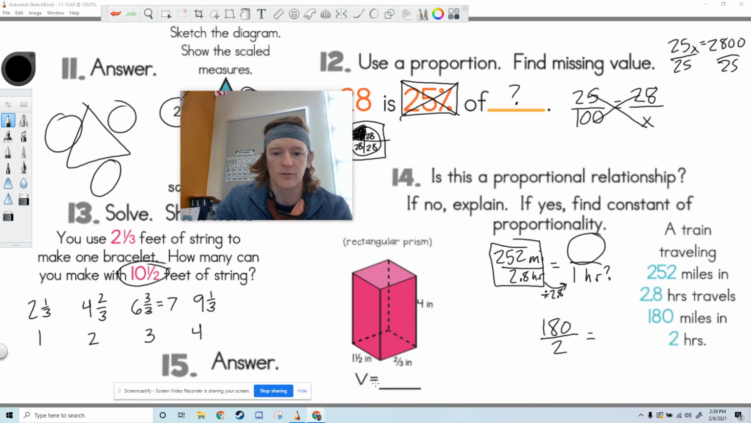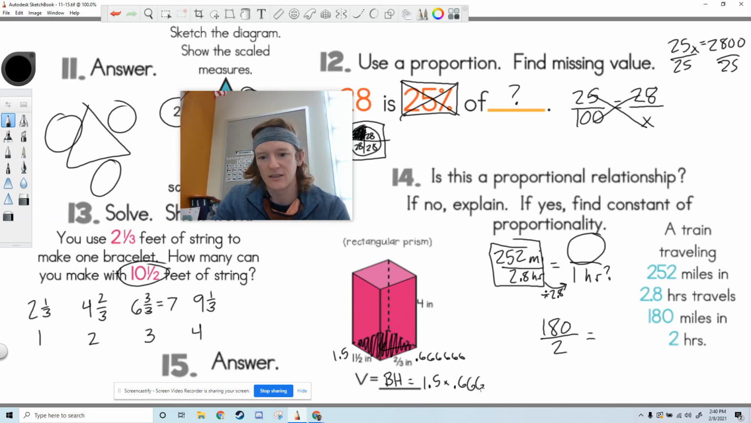Next one, we have a volume of a rectangular prism, and it gave it to us in fractions. Well, here's what we'll do. We'll just turn these into decimals. This one's 0.666666. Just type a few of them, maybe 5 or 6. That's what 2 divided by 3 is. And 1 1/2 is 1.5. So volume is base times height, as we discovered last week. The base here is a rectangle. So it's 1.5 times 0.666666 times its height, which is 4.